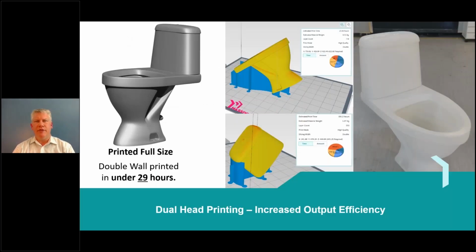You can see here an example of the Massivit smart slicing software. Everybody knows what a full-size toilet approximately looks like in sizes. You would know that to print it on a small desktop 3D printer would take dozens of parts and days of printing. We were able to print both halves at the same time because our printer has both a single head or a dual head option. So we can print both pieces at once. That double wall for strength printing took under 29 hours to get this full size component. That increases your output efficiency.